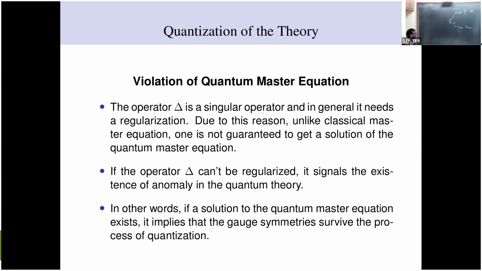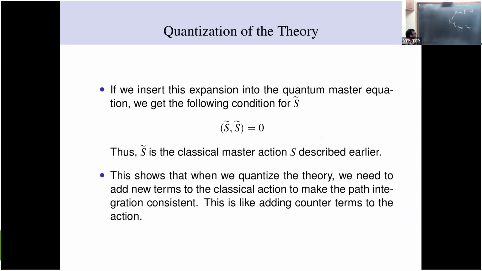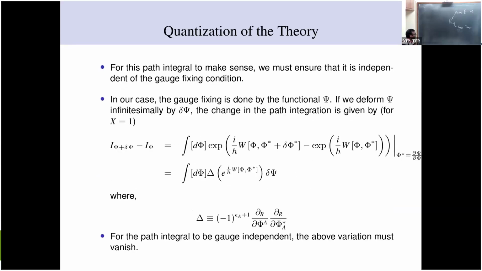Can you repeat once again why delta is a singular operator? So delta is this operator. This index A includes discrete indices as well as space-time indices. The first derivative will in general give you some delta function of some space-time point x minus y. And then when the second derivative acts on that delta function, it can give you a divergence in general. You get something like delta function squared.